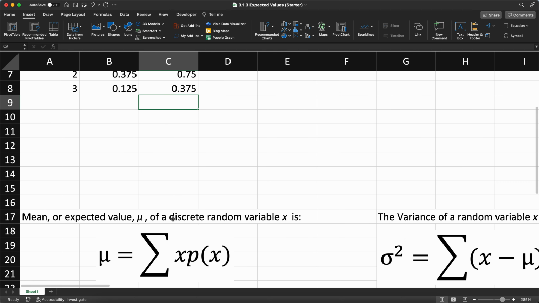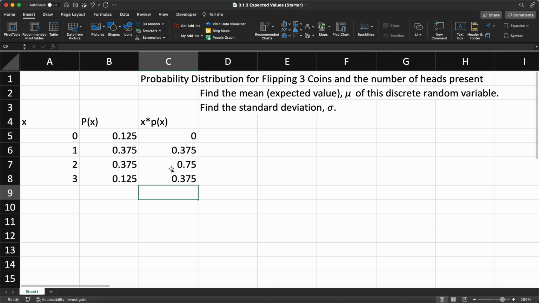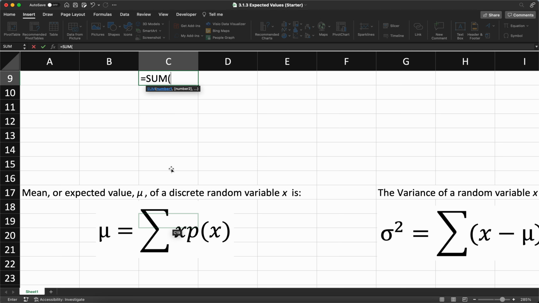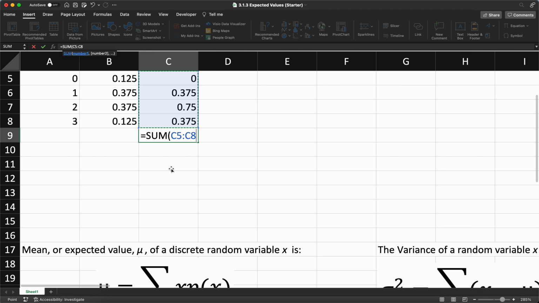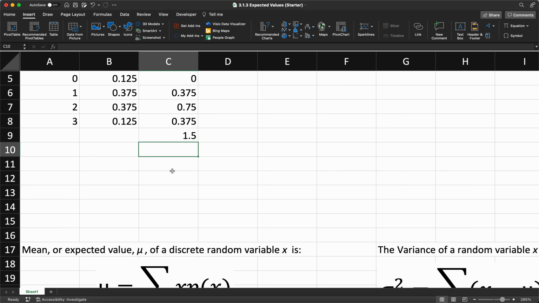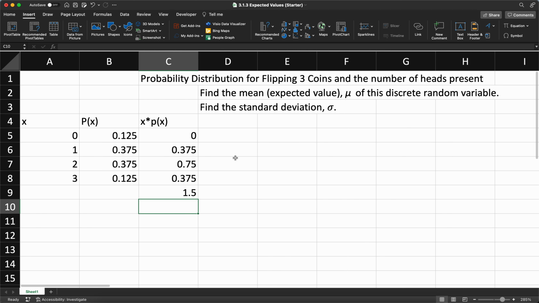Okay, so this says to sum up all these products. So I'm going to sum the products, and that gives me 1.5. So 1.5 is the expected value. So when I flip a coin 3 times, I should expect to get, on average, 1.5 heads each time that I flip 3 coins at the same time, which kind of makes sense.